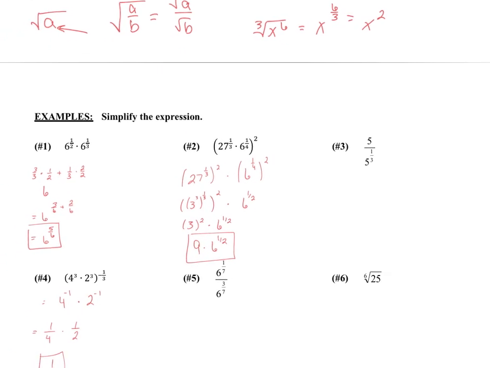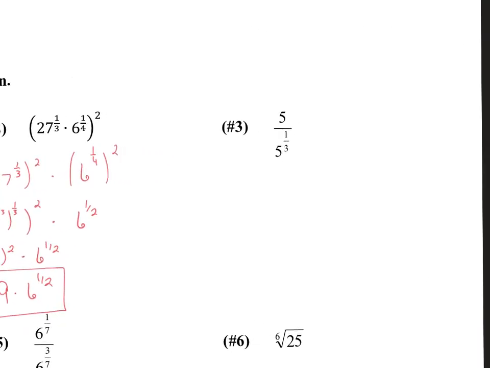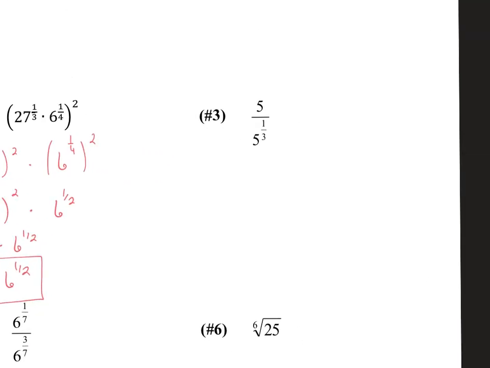So the first example we're going to look at is number 3. In this example, we have a fraction, and the numerator and the denominator both have the same base, which in this case is 5. And remember that in the numerator, even though it's not written there, we know that the exponent is a 1. Because the exponent in the numerator is a 1, and 1 is bigger than 1/3, we can rewrite this as 5 to the 1 minus 1/3. So we're subtracting the powers.